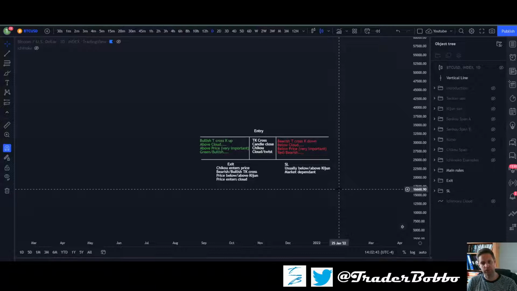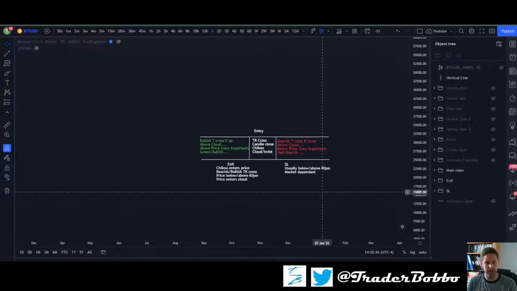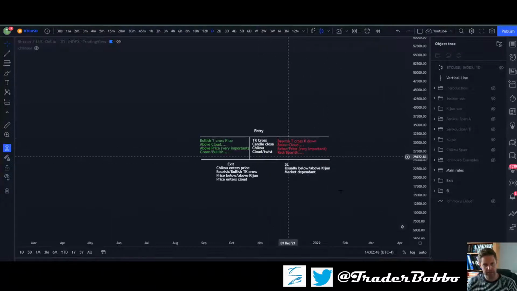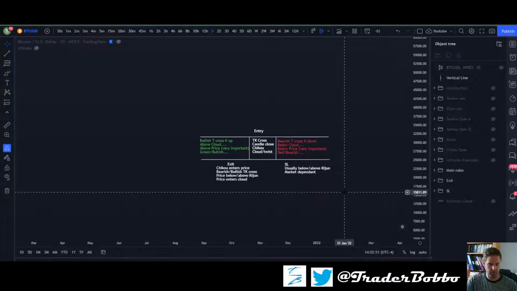If you're bullish, if you are long, if you're buying spot, you want a bullish TK cross, Tenkan moving up through Kijun. You want the candles to close above the cloud. It doesn't have to be, but the hard and fast rule is candle close above cloud. Chikou, you want it to be above price. That's very important. And you want a bullish cloud or a Kumo twist. Again, that's a bit subjective. I'll show you when I go through examples why I'm saying that.